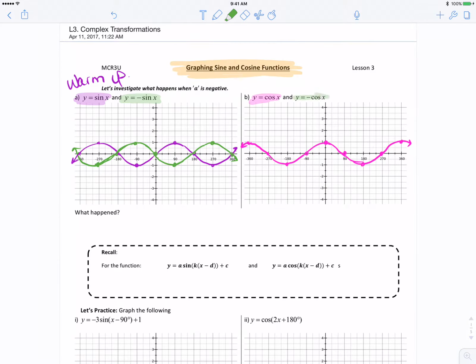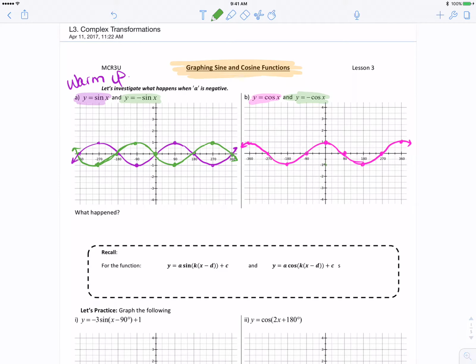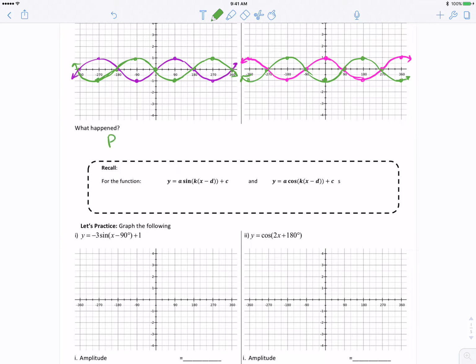If I look to do the negative, again, it's that exact same inversion. Instead of starting at the top, I start at the bottom. And my pattern oscillates the same way, but just in the opposite direction. Beautiful. Positive versus negative cosine graphs. So we see a reflection about the x-axis.